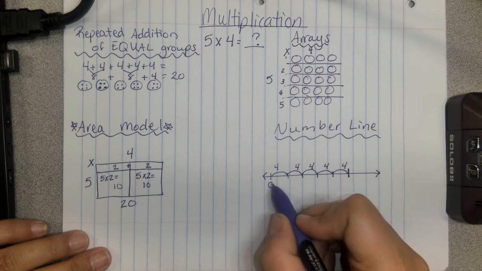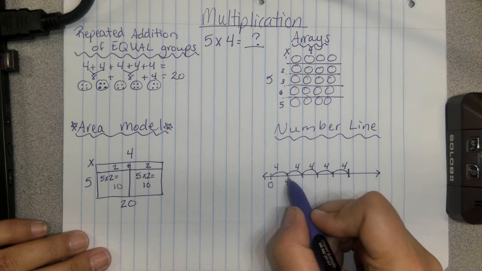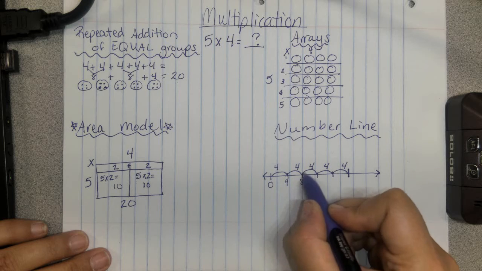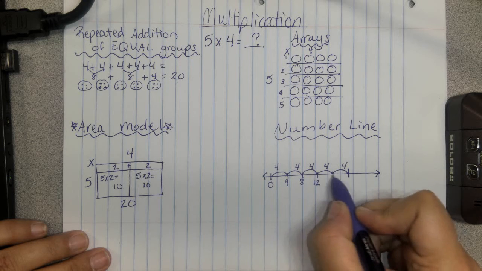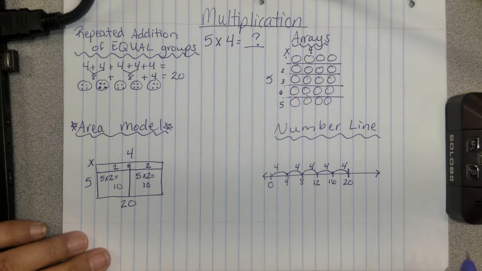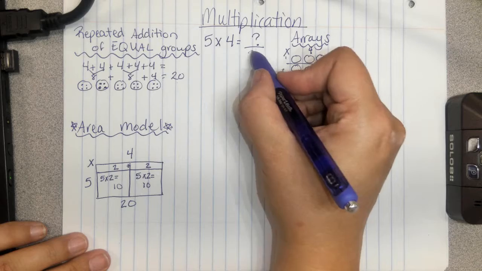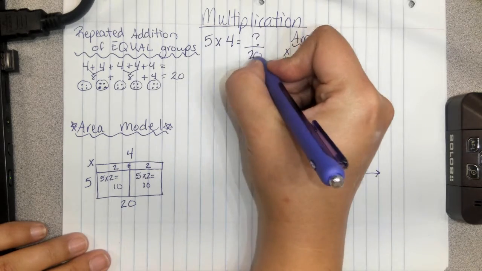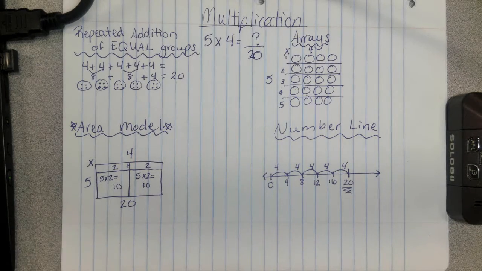So 0 plus 4 is 4. 4 plus 4 is 8. 8 plus 4 is 12. 12 plus 4 is 16. 16 plus 4 is 20. And that gives us our answer. So we could very safely write our answer up here.